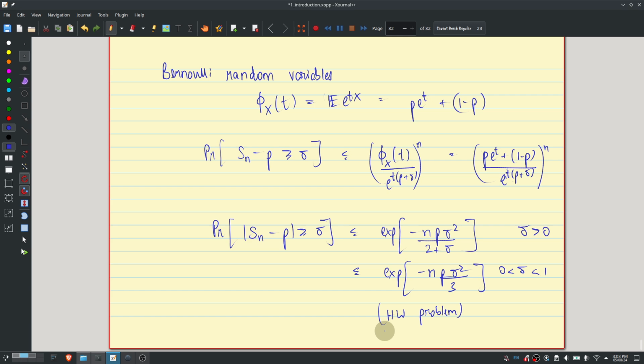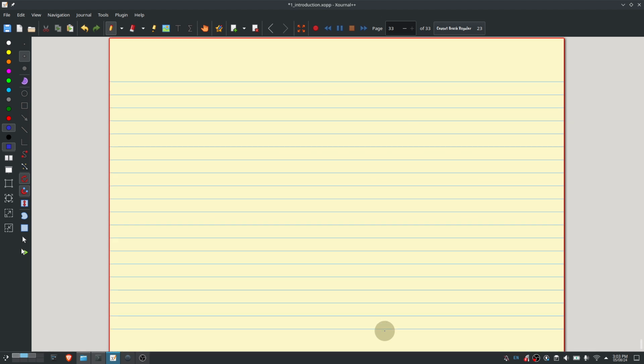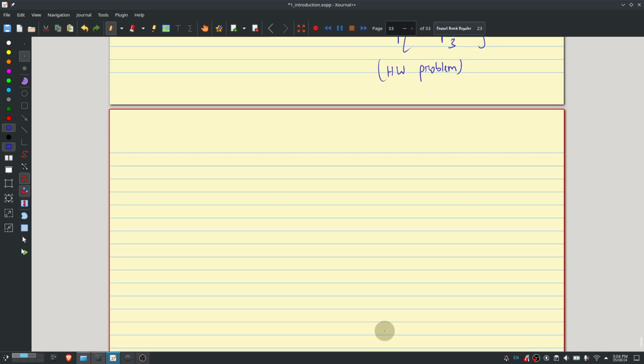In fact, in your homework, you're asked to find the mean, variance and the moment generating function of a number of random variables which we will use frequently in this course. Any questions? Okay, so let's do one more example. Let's see what kind of Chernoff bounds we can derive for the Gaussian distribution.